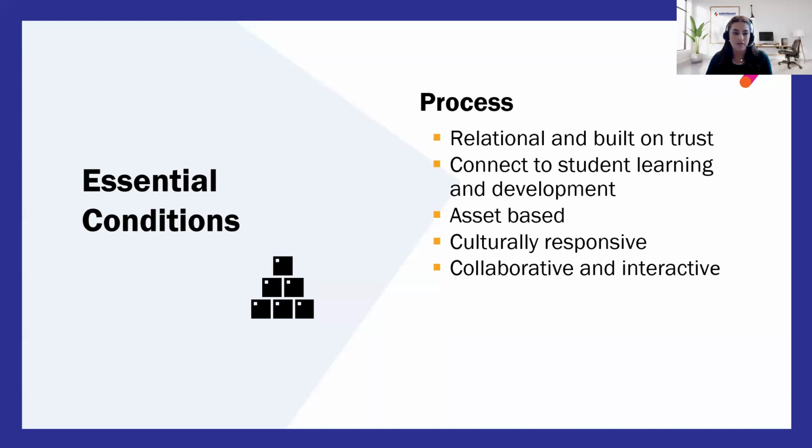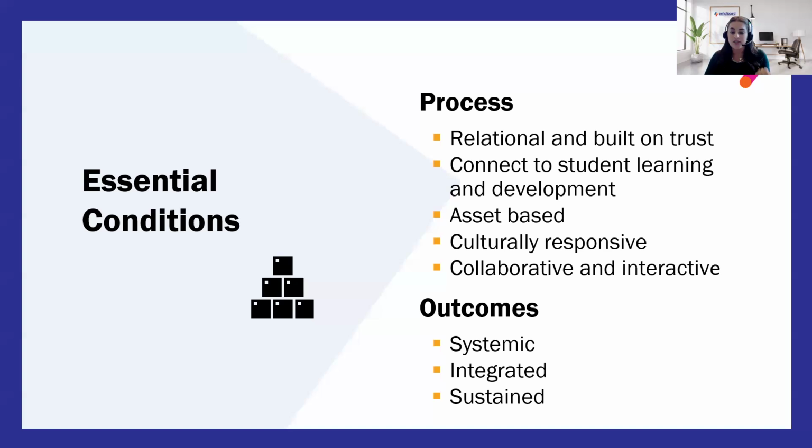So getting families involved. When an effective process is in place, you're going to have outcomes that are systemic, integrated, and sustained, right? So what does that mean? Systemic means that the practices and strategies for family engagement are going to be embedded across the education system. It's not going to be just in one school. It's going to be district wide or even statewide. It's really going to be woven into everything that the school does.